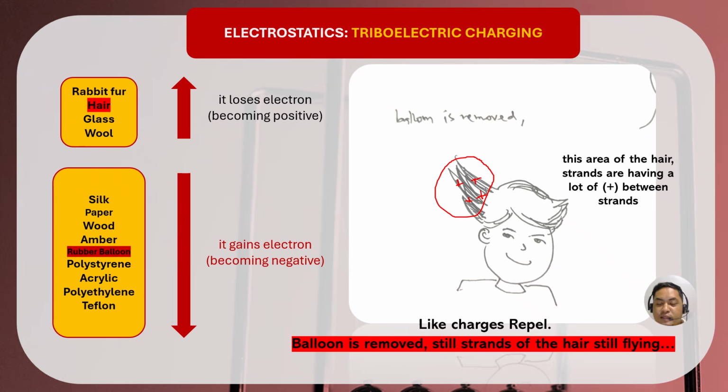Okay, and if you want that to not fly away, all you have to do is just touch your hair because your hand will have electrons there, and once you touch your hair, the electrons from your hand will transfer to your hair, and it will now balance. It will go back to a neutral situation.